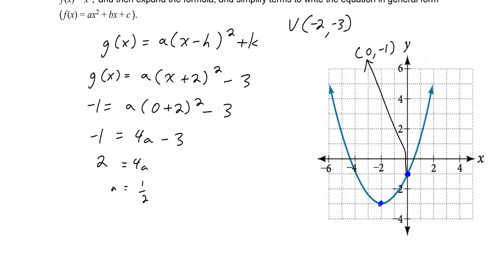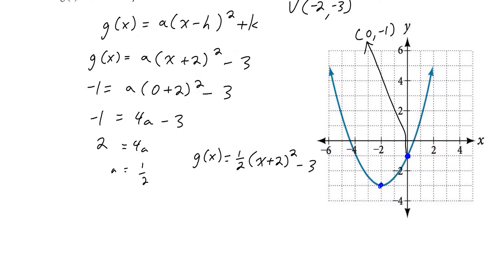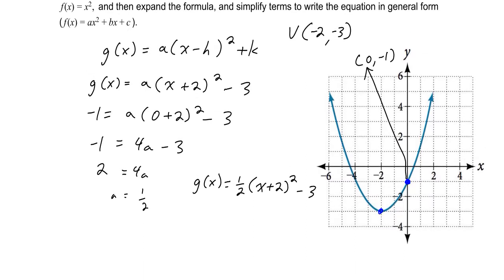All right, so the equation for this is g of x equals 1/2 times x plus 2 squared minus 3, combining everything we know here. Now to write this in general form, so this is vertex form.